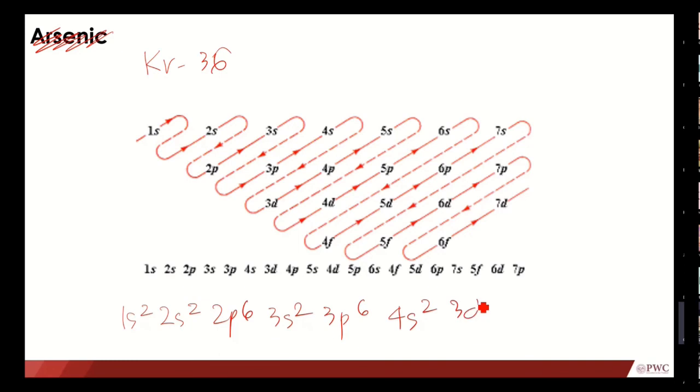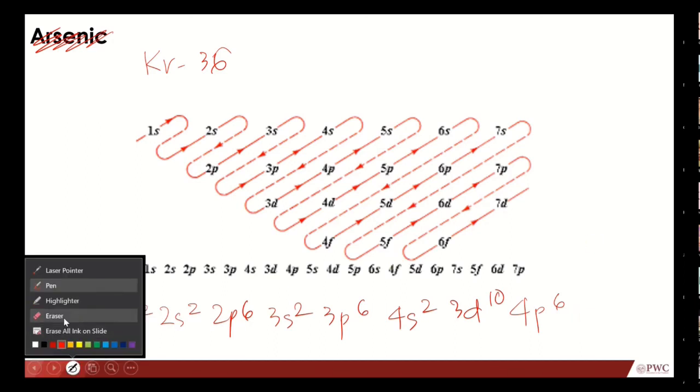4s2. 3d10. Let's check muna: 2, 4, 10, 12, 18, 20, 30. We still need 6. What's next after 3D? 4p6. Okay, 4p6. So 36 overall. Just check the superscripts on this configuration.